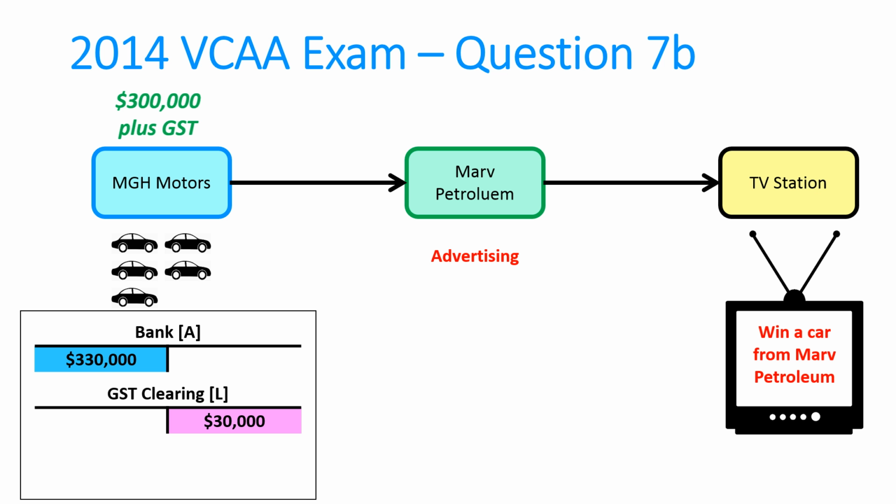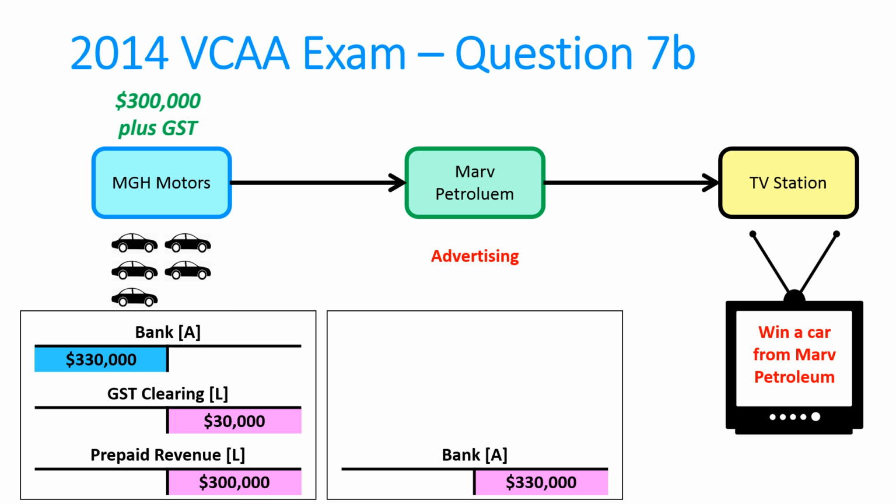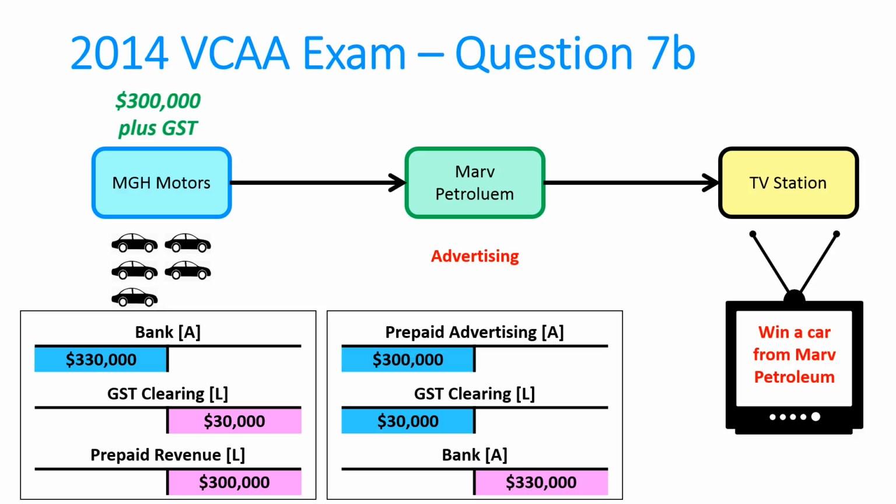So what we looked at in 7A was we said, well, for MGH Motors, they got money, they collected GST, but it's not revenue, and we had to call it prepaid revenue, which is a liability. And the reason why is because the business not only has the money, but they also have the cars, so they haven't actually earned any of that revenue yet. Whereas for Mars Petroleum, they paid money, they paid GST, but they hadn't actually incurred advertising yet because their customers hadn't actually got the car for winning the prize. So we called that prepaid advertising, which is actually an asset.